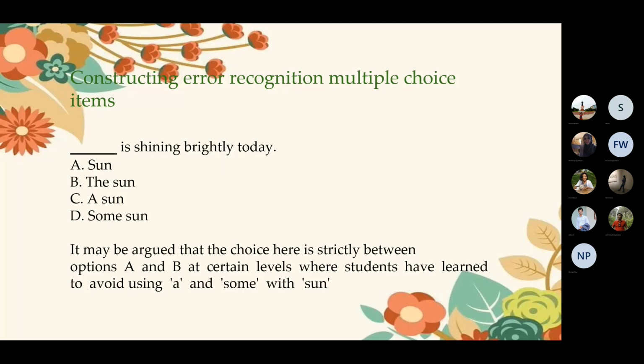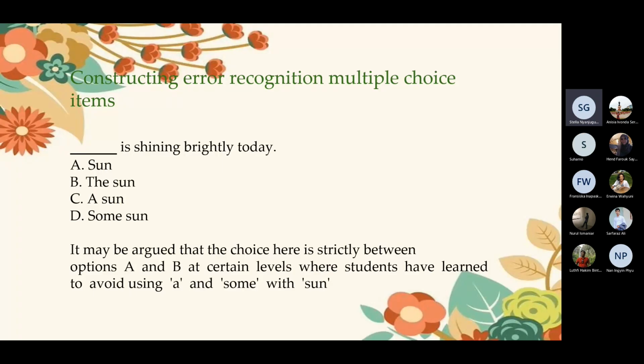Constructing error recognition multiple choice items. So you would want to construct a test where your learners recognize the errors. If you look at that example there, "Dash is shining brightly today," you can see the several choices: the sun, the sun, a sun, some sun. Your learners at some point could pick "sun" or "the sun," but no, because at some point they might want to avoid "a sun" or "some sun." So when you're constructing this, you might want to consider what kind of errors you are going to indicate.